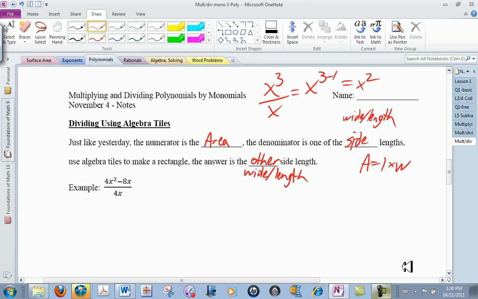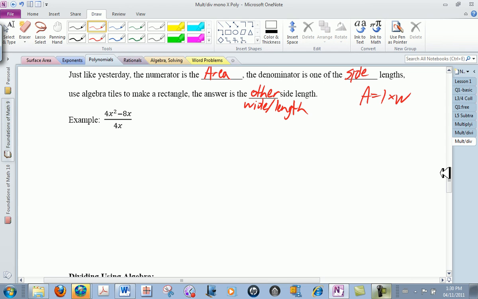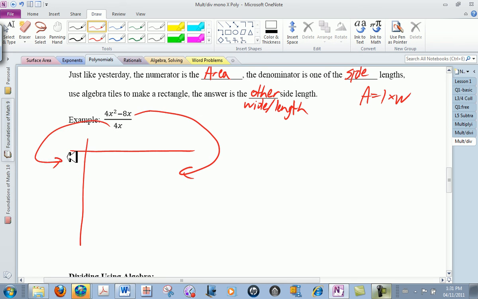Any questions? No. So the algebra tiles for this is a little bit more tricky. For the algebra tiles, the top goes on the inside. 4x, I like to start here.